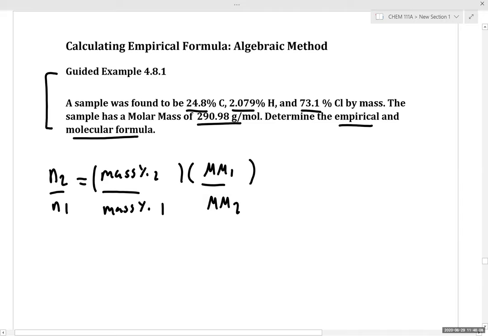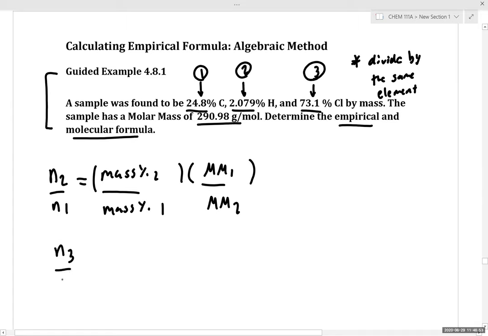Now, we need to define our variables here. I'm going to arbitrarily label carbon as one, hydrogen as two, and chlorine as three. It's perfectly arbitrary. There's no reason for this numbering. You can assign any one of these elements as one, two, or three. You just need to keep things consistent. And as a key rule of thumb, you're going to divide by the same element in both cases. So N2 over N1, and we'll do N3 over N1. We want to make sure we're dividing by the same element in both of our ratios, as it makes it much easier to calculate the empirical formula.